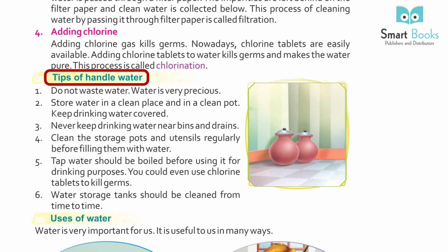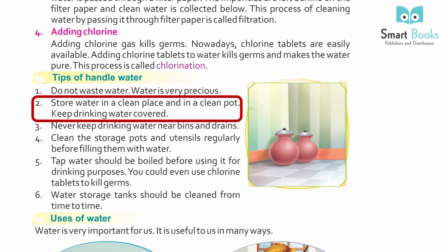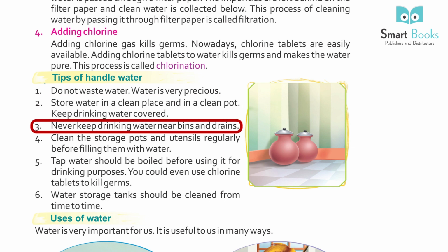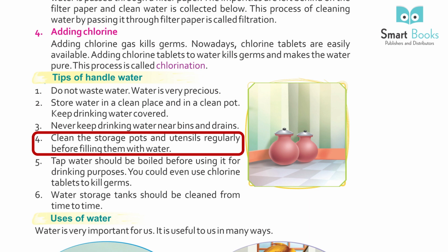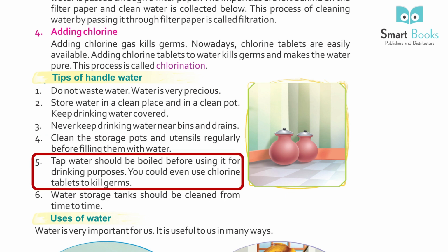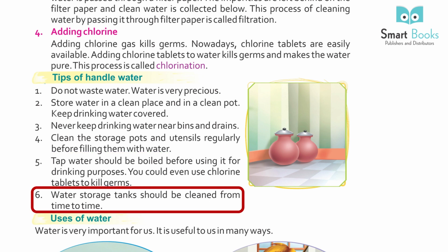Tips to handle water. Do not waste water. Water is very precious. Store water in a clean place and in a clean pot. Keep drinking water covered. Never keep drinking water near bins and drains. Clean the storage pots and utensils regularly before filling them with water. Tap water should be boiled before using it for drinking purposes. You could even use a chlorine tablet to kill germs. 6. Water storage tanks should be cleaned from time to time.